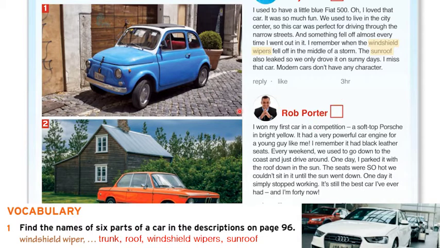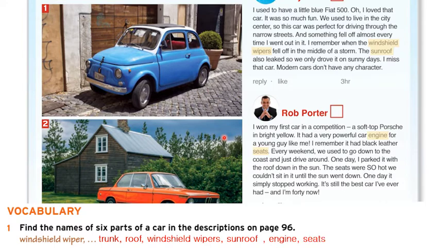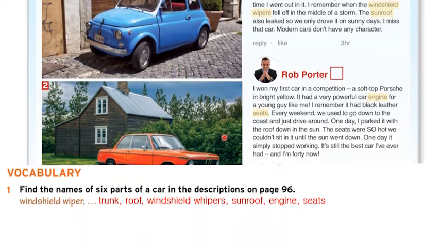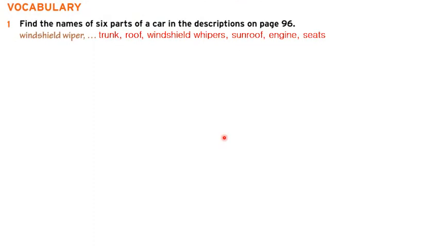And then, which parts of the car does he mention? That's right, he mentions the engine and the seats. Very good. So let's write them down. Engine and seats. Very good. So maybe from the context, you already know what these words mean. But what we're going to do now is a little exercise so that you can investigate the meaning of these words.